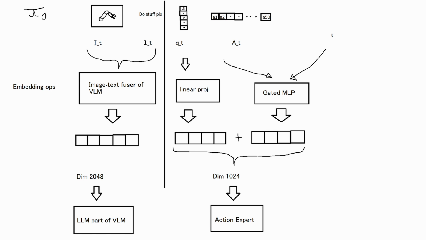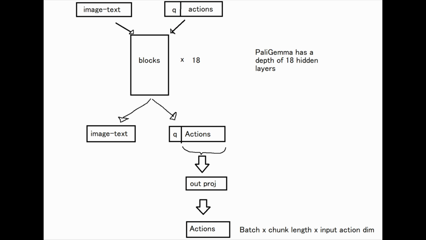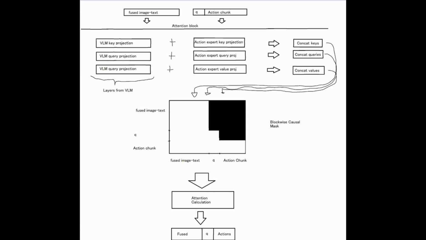The fused image text goes through the vision language model, and the Q plus action chunk vector goes through the action expert. The overall model, containing the vision language model backbone and the action expert, is set up in the usual transformer fashion, where there is an attention block followed by an MLP to make up one layer of the model. Going into the attention block, the fused image text embedded vector gets projected into the keys, queries, and values using the vision language model's already pre-trained projection matrices.